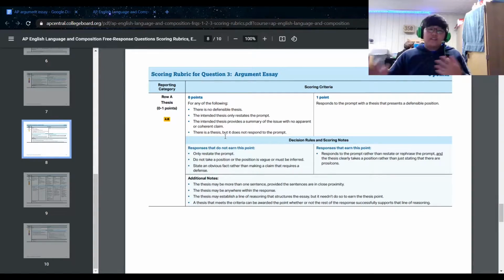Like the analysis essay, the argument essay has 6 points as well: one for thesis, four for evidence and commentary, one for sophistication. To get the 1 point for thesis, you must respond to the prompt with a thesis that presents a defensible position. That means you must have a firm standpoint and take on the issue.